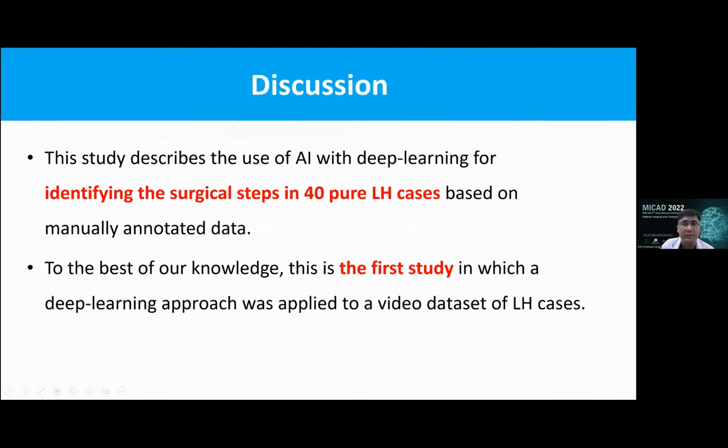Here we have the discussion of the study. This study describes the use of AI with deep learning for identifying the surgical steps in 40 pure LH cases based on manually annotated data. To the best of our knowledge, this is the first study in which a deep learning approach was applied to a video dataset of LH cases.